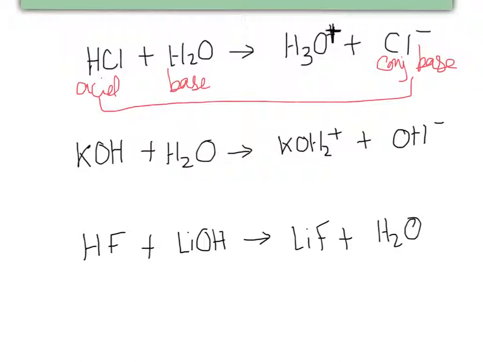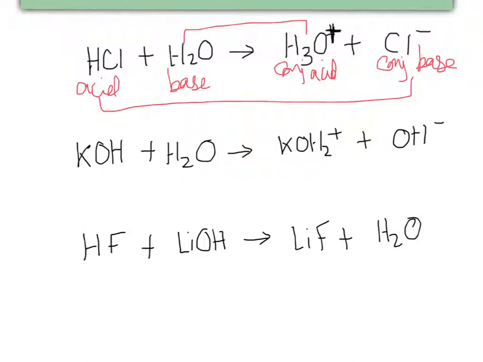Let's double check with the other one. So H2O is my base. A base accepts a proton. So if H2O accepts or gains a proton, basically it becomes H3O plus. There it is. So these two go together. So if that was the base, this is my conjugate acid. Let's look at the next one.